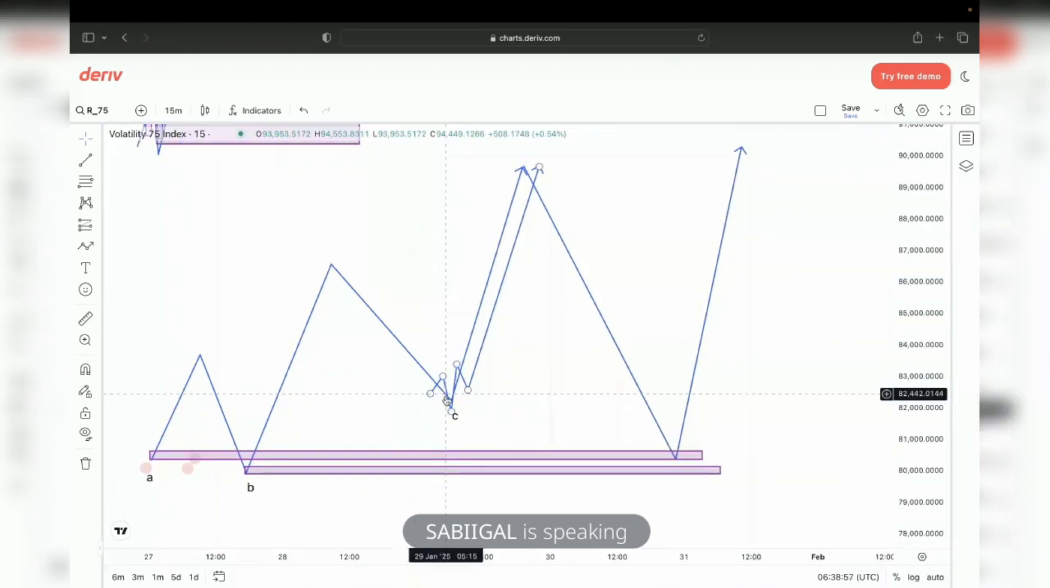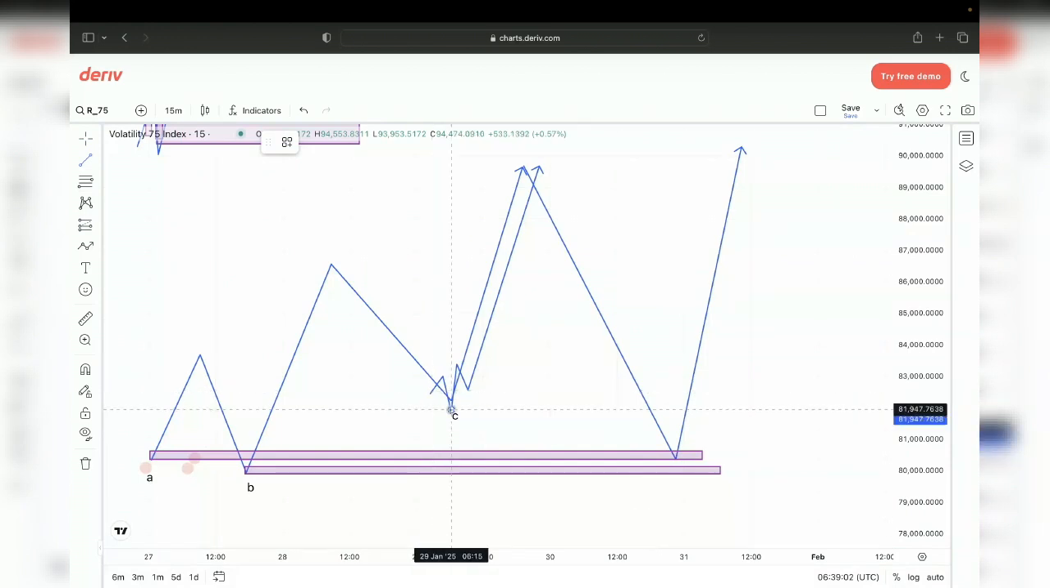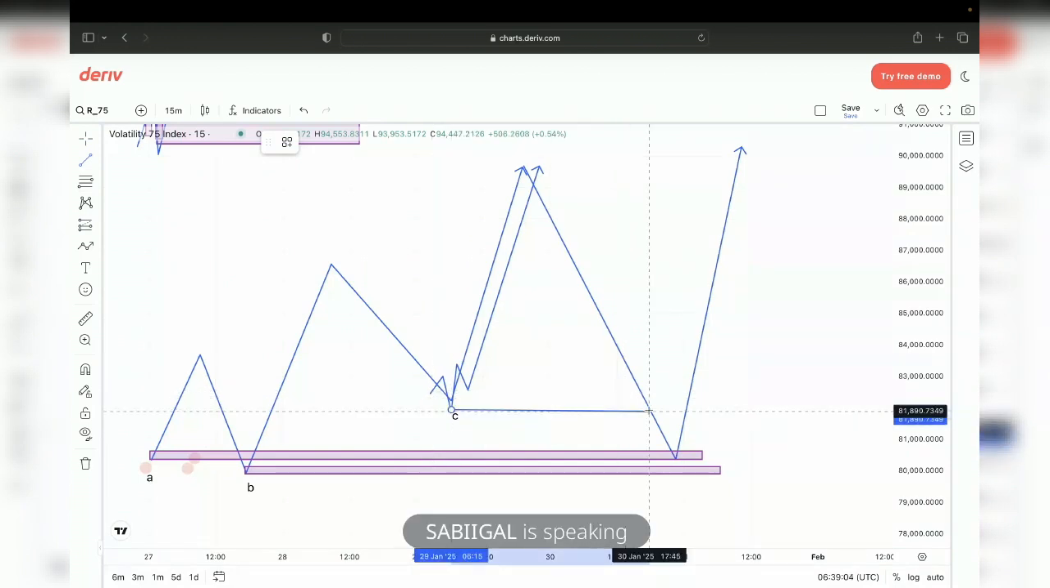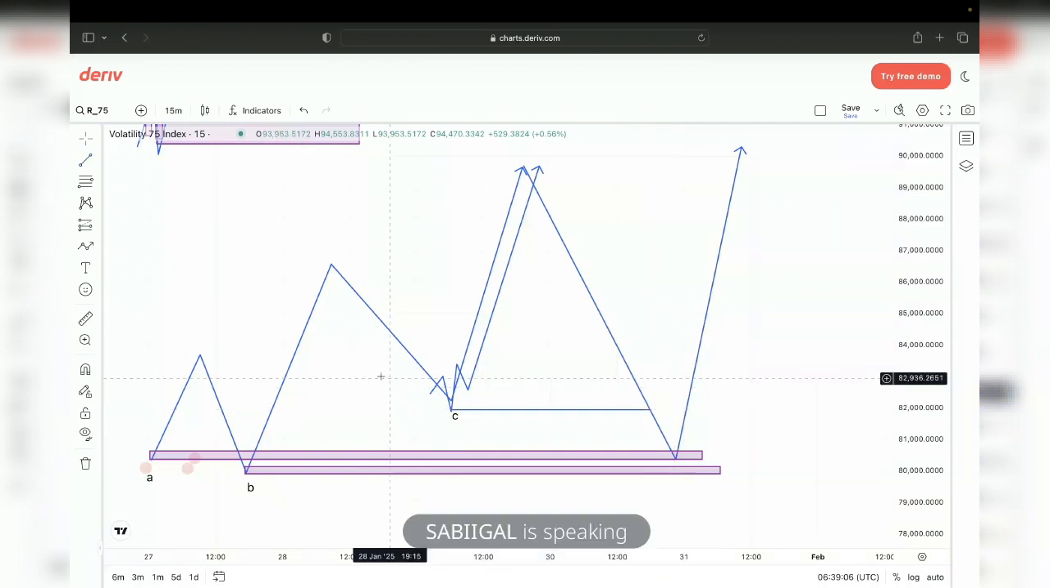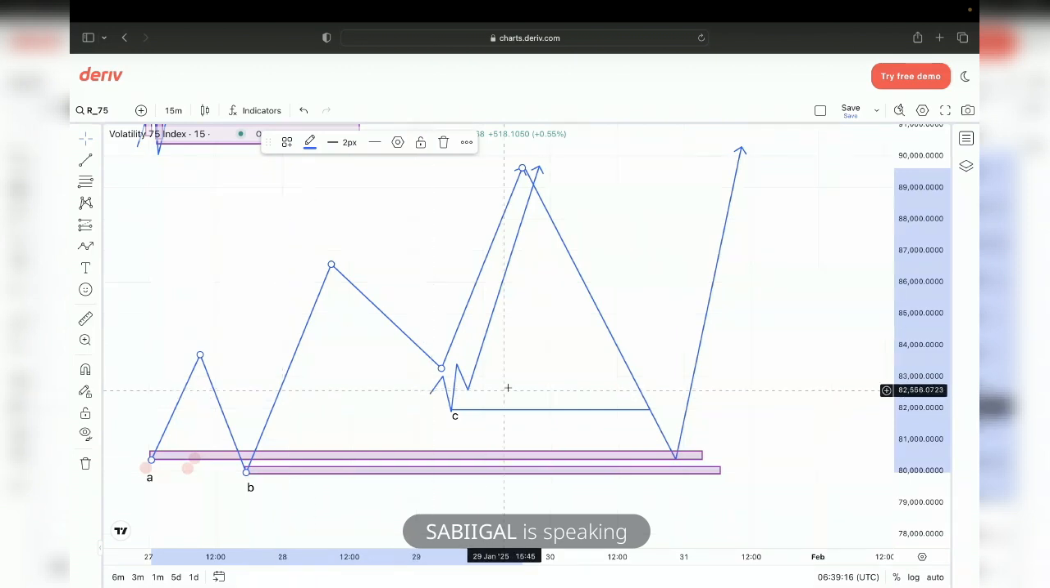Allow price to take it out. If the inducement is a bit far away, then when it taps on any demand zone, enter once it retraces above.